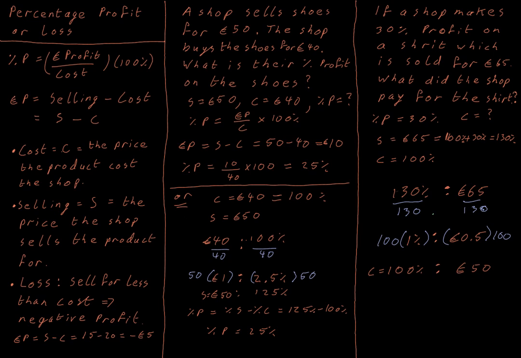So we can see the advantage of our unitary method, that we're always doing the same type of thing with our percentage questions. But it's important that we have a little bit of familiarity with this formula too, for when they would ask us to use it directly. But that is what we need for percentage profit and loss.